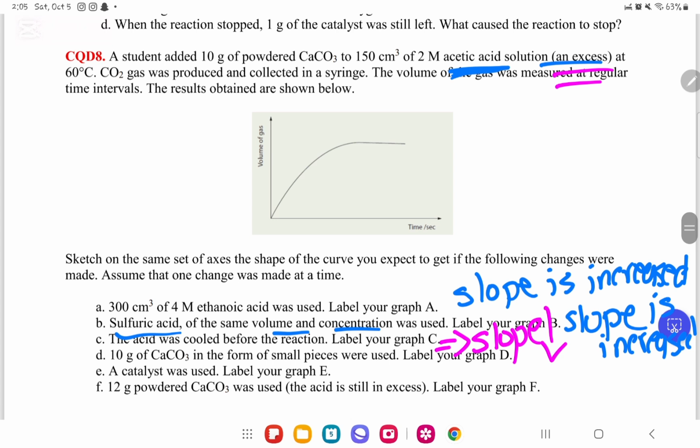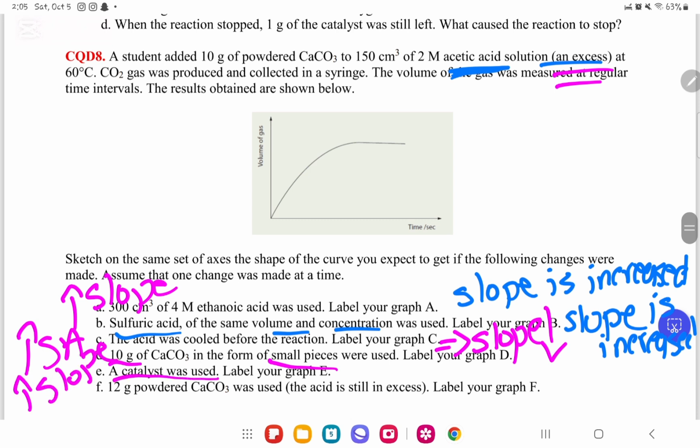For part D, 10 grams of CaCO3 in the form of small pieces were used. We did not change the concentration, we did not change the number of molecules of CaCO3. Instead, we changed the surface area, and the surface area only affects the slope. Since we used small pieces and not large pieces, we are increasing the surface area, so thus the slope will increase. For part E, a catalyst was used. Definitely when we use a catalyst, the slope will only increase.